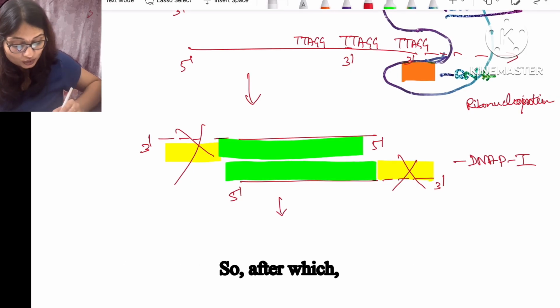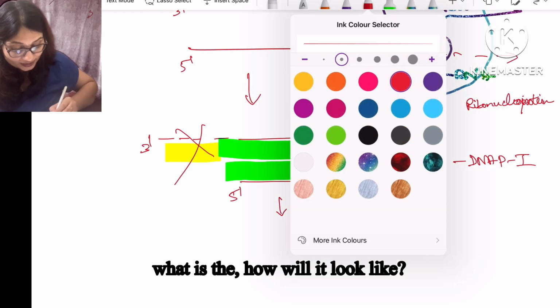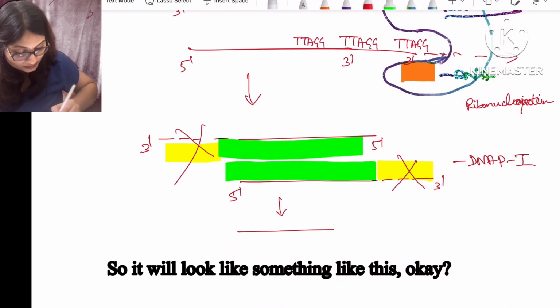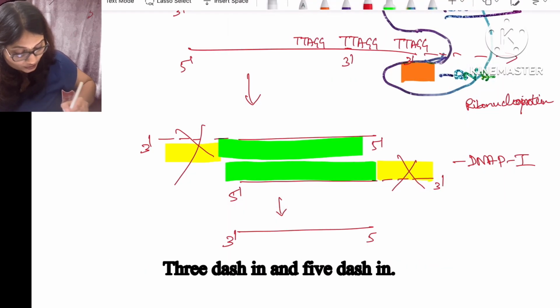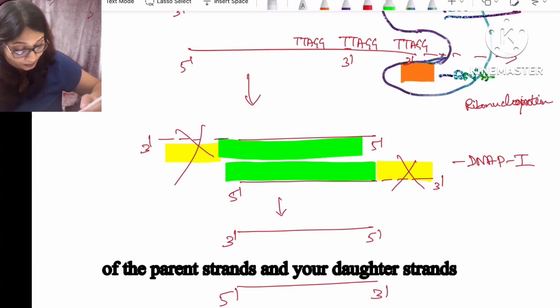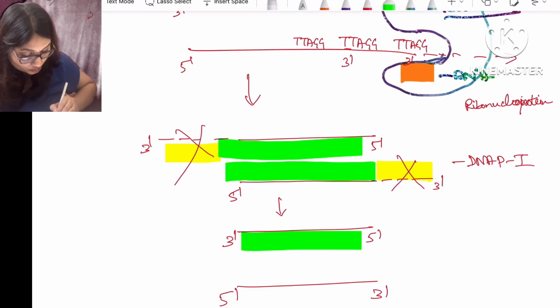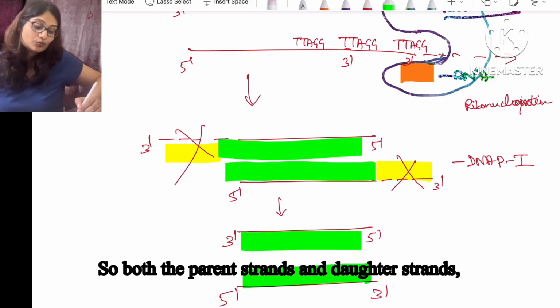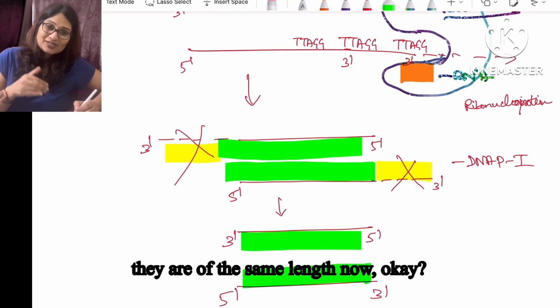After which, how will it look? It will look something like this. This is your 5' end and this is your 3' end of the parent strands, and your daughter strands will look something like this. Both the parent strands and daughter strands are of the same length now.